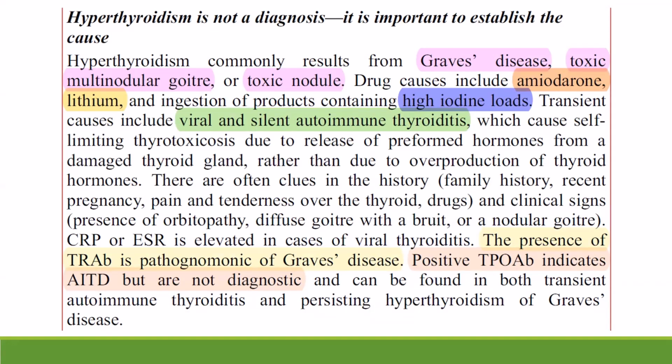Surgery may be used after medical therapy for a transient period to render the patient euthyroid. Other causes of hyperthyroidism may be amiodarone, lithium, or thyroiditis, viral or silent autoimmune thyroiditis. So establishing the etiology is mandatory before managing any case of hyperthyroidism. The presence of TSH receptor antibody is pathognomonic for Graves' disease. Positive TPO antibody indicates autoimmune thyroid disease, but is not pathognomonic for any disease.